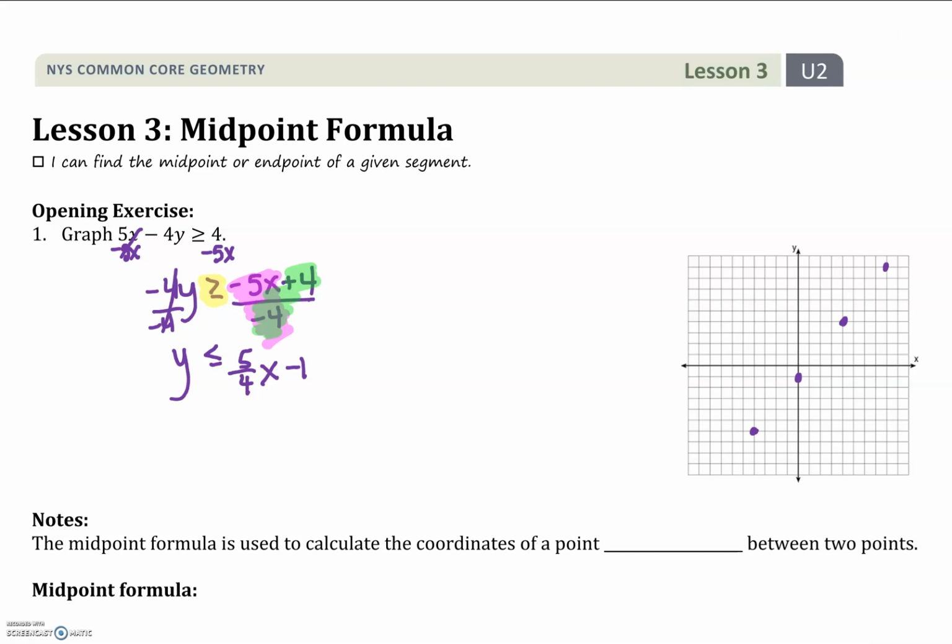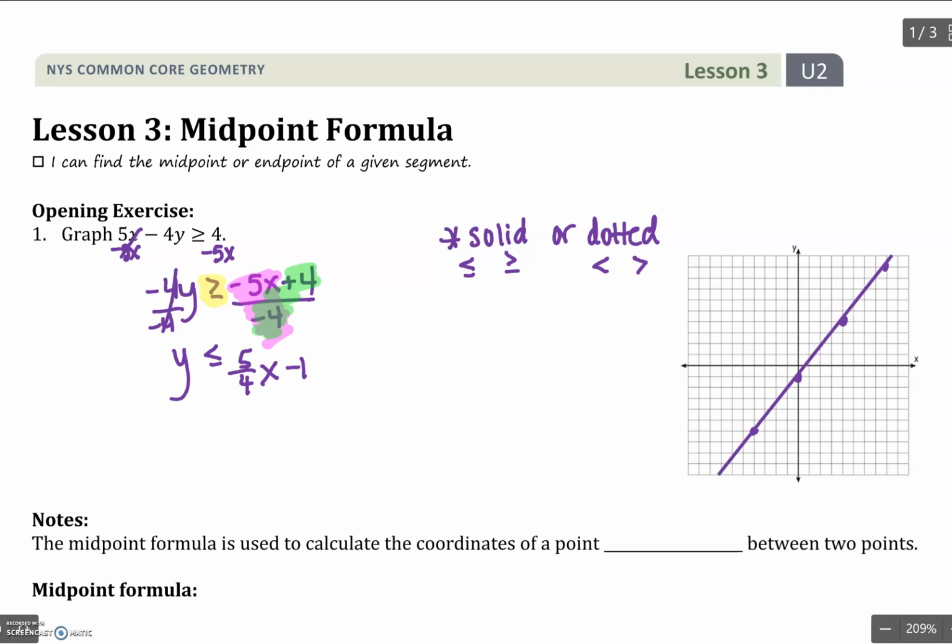But when I graph it, I also make sure to consider whether it's a solid or dotted line. We do a solid line if we have equals bars underneath and dotted if we don't. This particular one has the equals bar, so it's going to be a solid line. We're going to put arrows on the end. And then we also have to remember with inequalities that because they're inequalities, we have shading because we have many points that meet our solution.